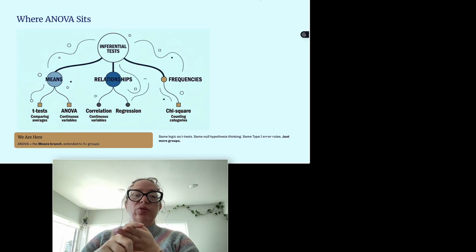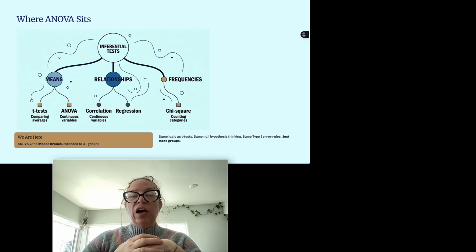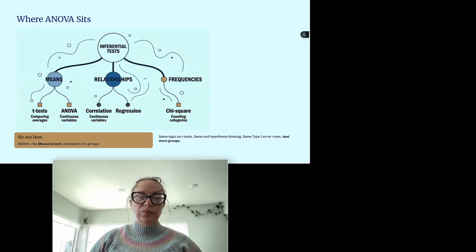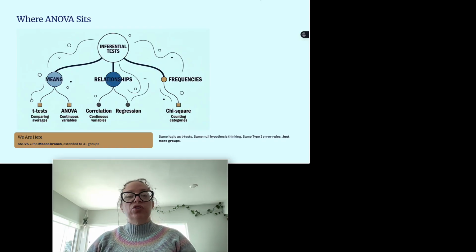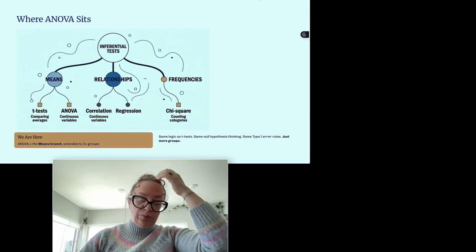And then just a reminder, we've got the relationship branch, whether 2 continuous variables are moving together or not, correlation, regression. Frequencies, you're counting how often things fall into categories. Chi-squared, we're going to be covering that soon. So ANOVA is the means branch extended. The t-test compares 2 group means. ANOVA compares 3 or more. Same logic, same branch, just more groups. Everything you learned about the t-test, the null hypothesis, the sampling distributions, type 1 error applies here. ANOVA is not a new way of thinking. It's more of the same, but just scaled up to multiple groups.